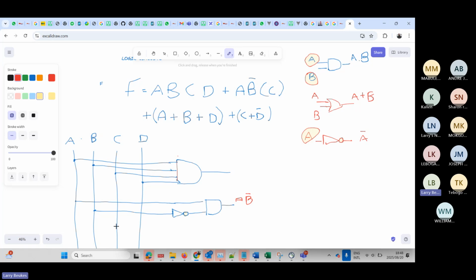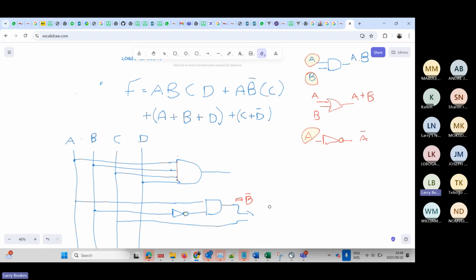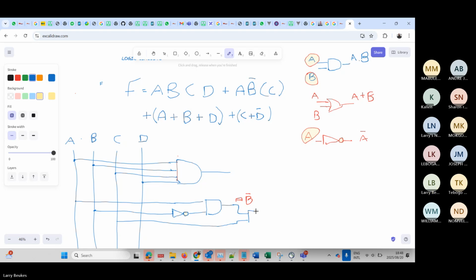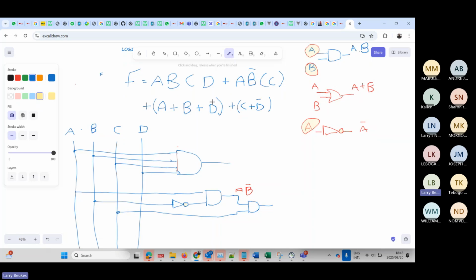So here's a C. We conduct a C. Then we AND, sorry, it's an AND gate. Then we AND these two together. So we have A, B not, and C. So we have this one, right?